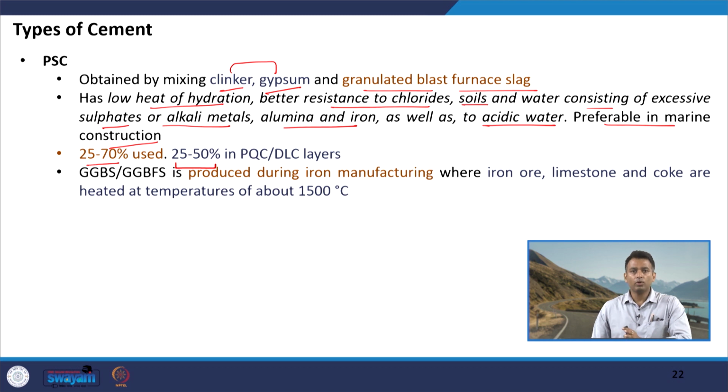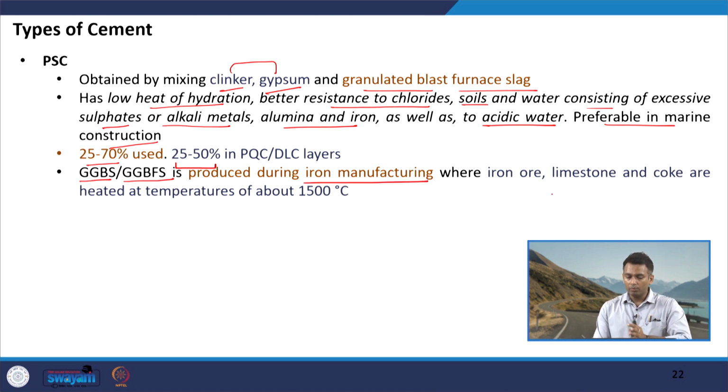Now, talking about from where we are getting granulated blast furnace slag, or what actually is granulated blast furnace slag. So, GGBS, or we also call it GGBFS. GGBS is ground granulated blast slag and GGBFS is ground granulated blast furnace slag. Both are the same thing. It is produced during iron manufacturing.